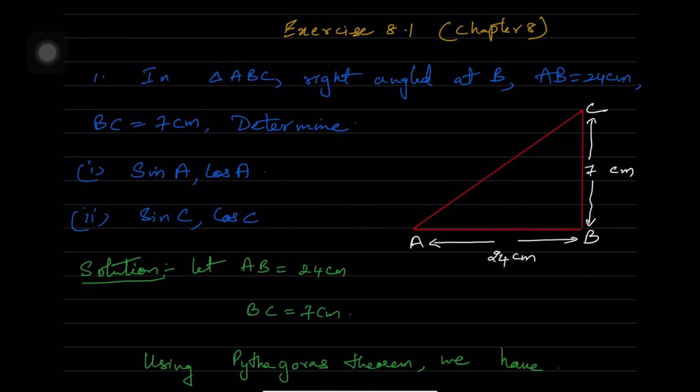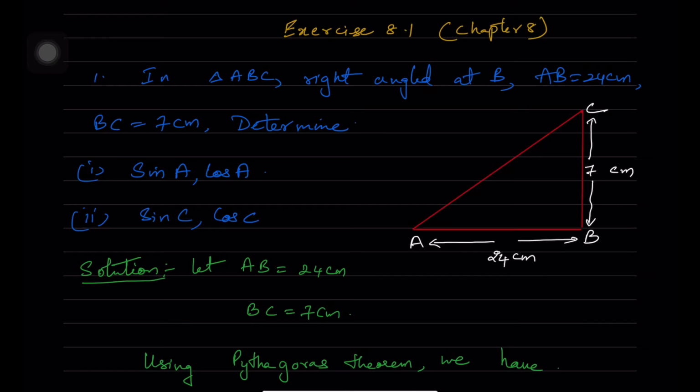Exercise 8.1, chapter 8, the trigonometry chapter. The first exercise: in triangle ABC, right angled at B, AB is equal to 24 and BC is equal to 7 centimeters. Determine sin A and cos A, sin C and cos C. So now we'll find out what the hypotenuse is.